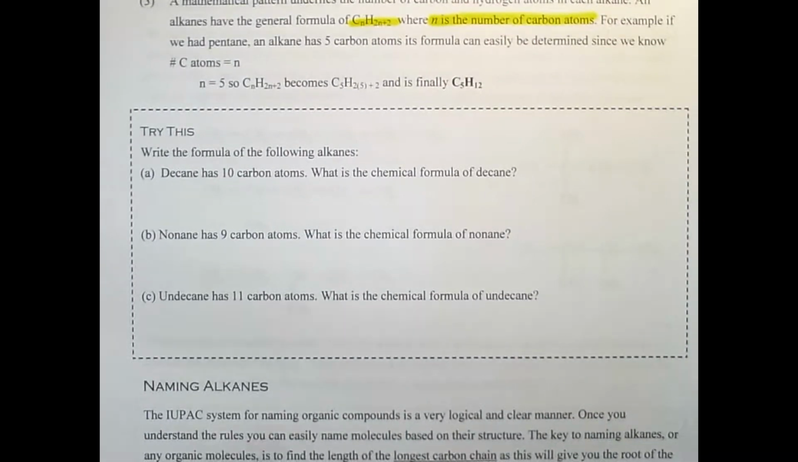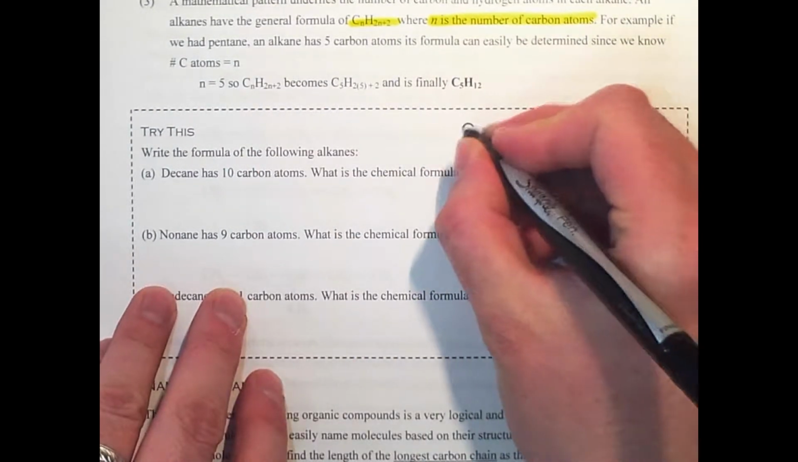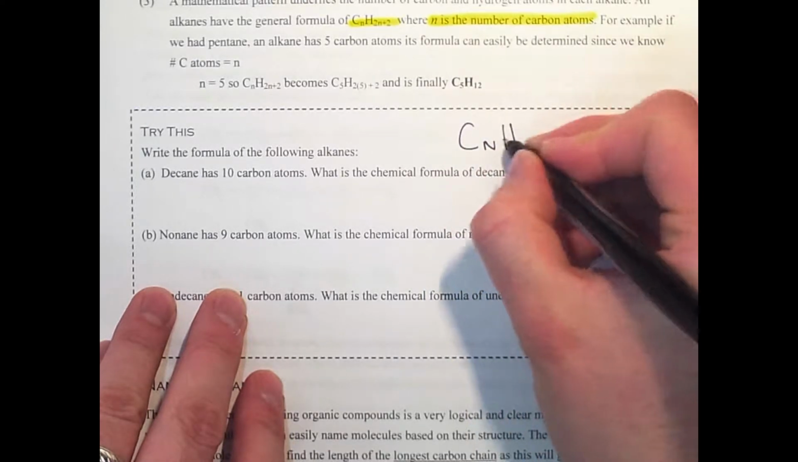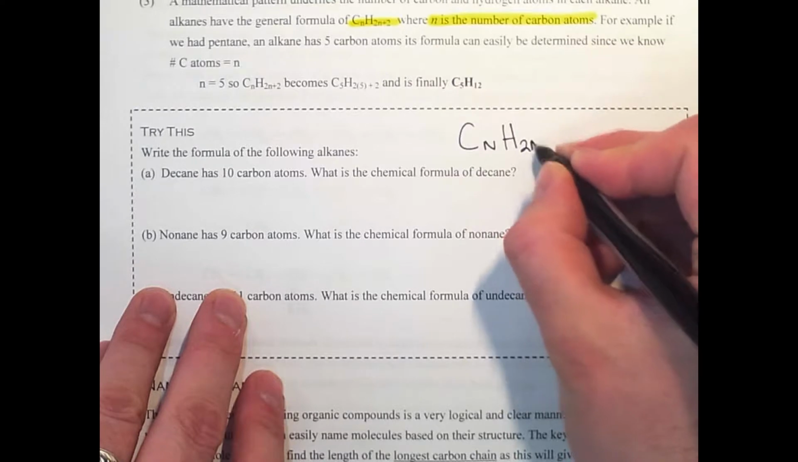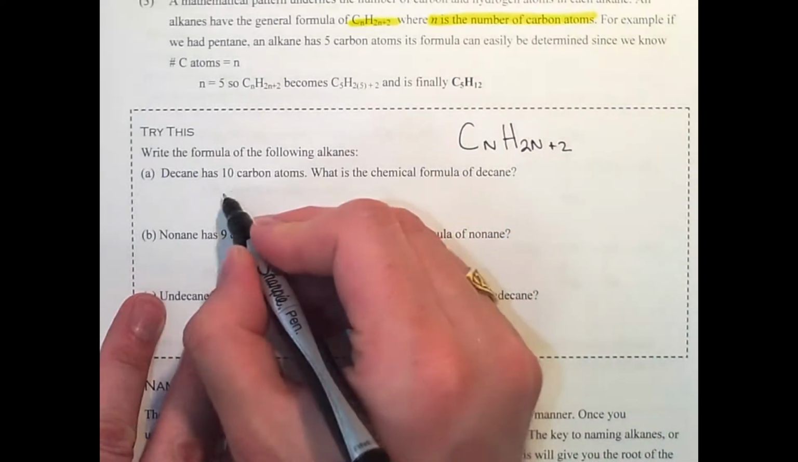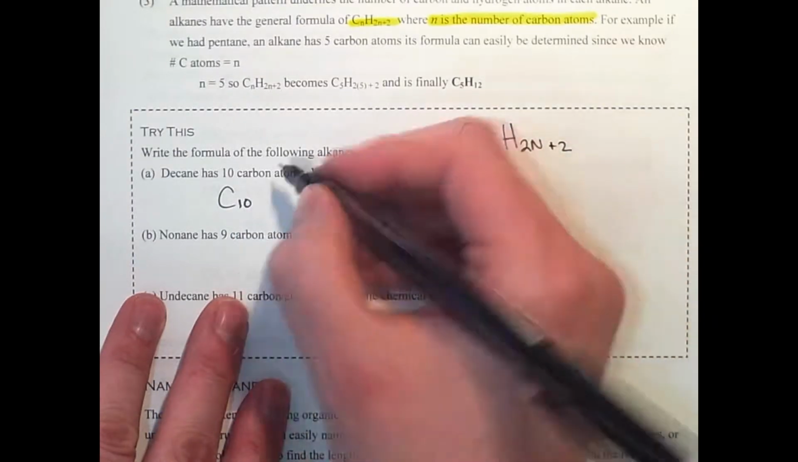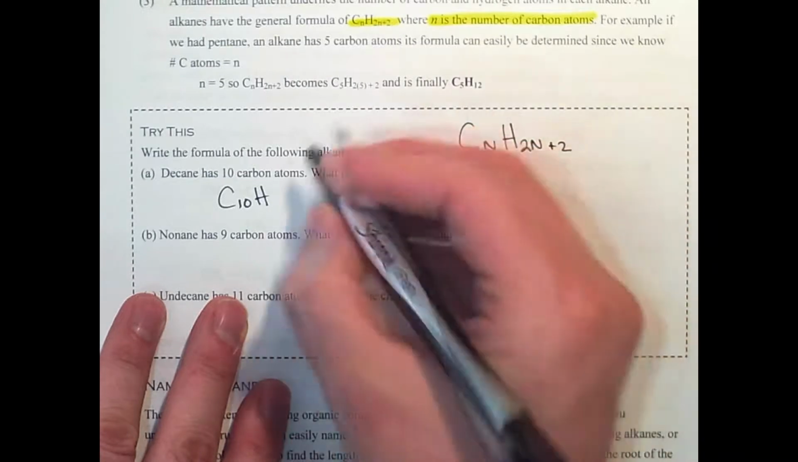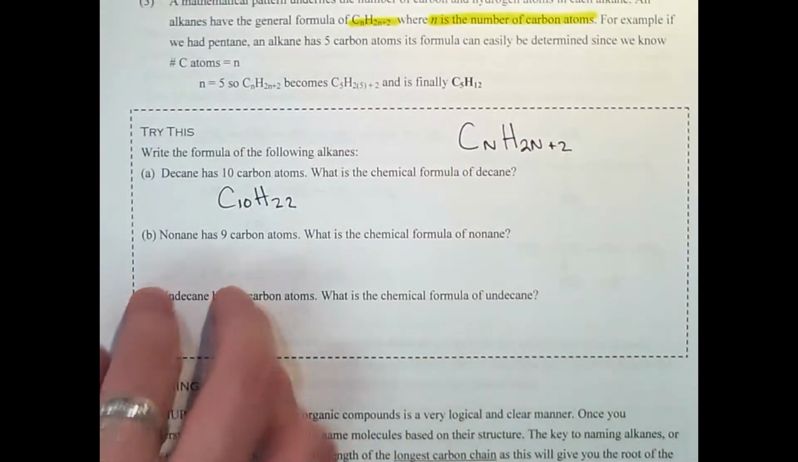We can extend this to a lot of different scenarios, remembering the generic formula for an alkane, CnH2n+2. So decane has 10 carbons, so C10, H, do the math, 2 times 10 is 20, plus 2, H22.